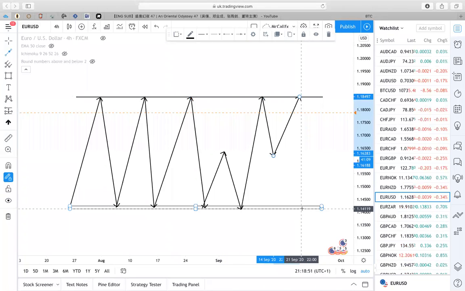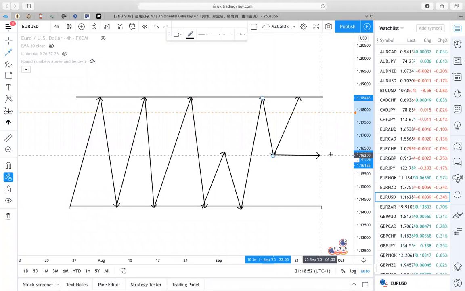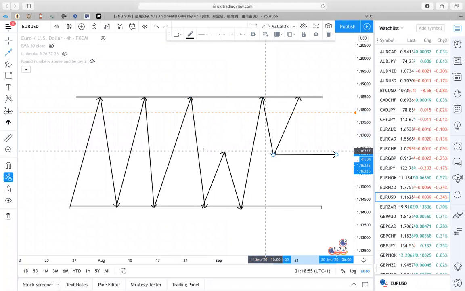But at this level, I don't have any confirmation. Nothing is telling me this is my resistance or this is my support level. So why would you buy or sell around in the middle of nowhere? Price is not on any level.